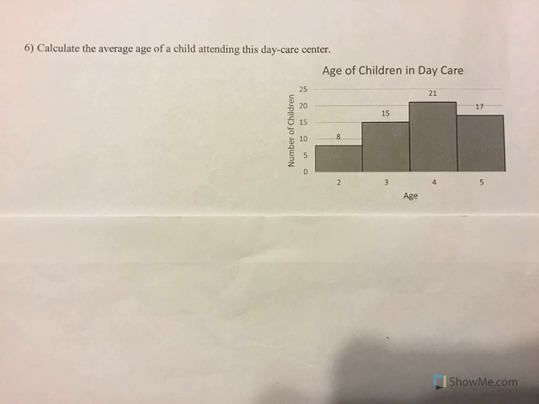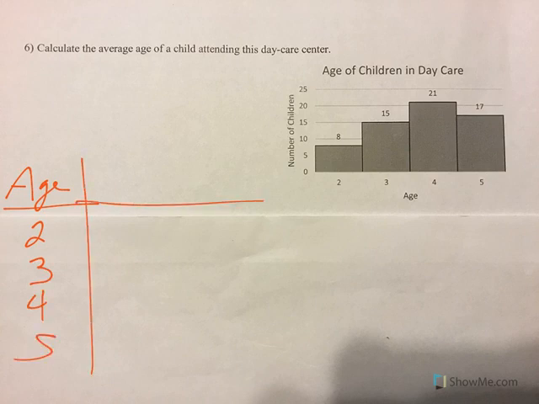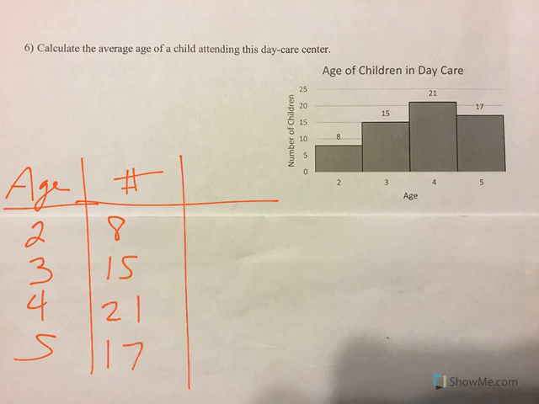Last problem, calculate the average age of a child attending this daycare center. Now, you can either leave it the way it is, or you can look at this and say, let's make a table. The ages of these people are 2, 3, 4, and 5. Okay, how many are there? Well, there's 8 of these guys, and 15 of these guys, 21, and 17. So, let's go for total age.